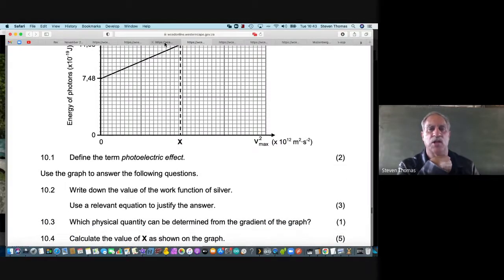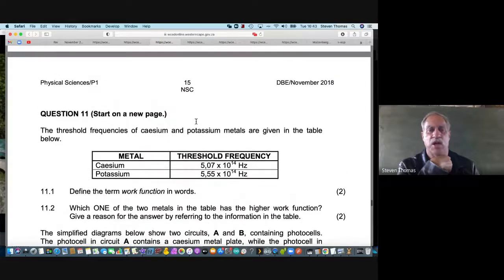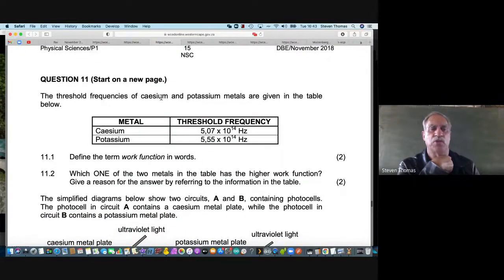Let's go to the next year, which is 2018. The threshold frequencies of cesium and potassium metals are given in the table below. There's cesium. Notice it's got its frequency in hertz. Potassium's got a higher frequency. Notice times 10 to the 14. So it means the threshold frequency is the minimum frequency for a photoelectron to get bumped off. So potassium requires more frequency, which means more energy to knock off an electron.